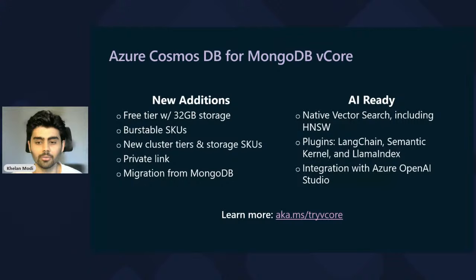We also have the free tier, which gives you around 32 gigs of storage, which is 64 times more than you will get anywhere else. And you can get started today without the need of a credit card. We also have burstable SKUs and different cluster tiers and all that stuff. And it is also AI ready. We have native vector search, including HNSW, built right into the engine. We have the vector indexing built right in the engine, so that you don't have to pay extra or move your data around. Therefore, your data, your embeddings, your vectors, and vector indexing are all together in the database so that you can perform your RAG pattern applications effectively.